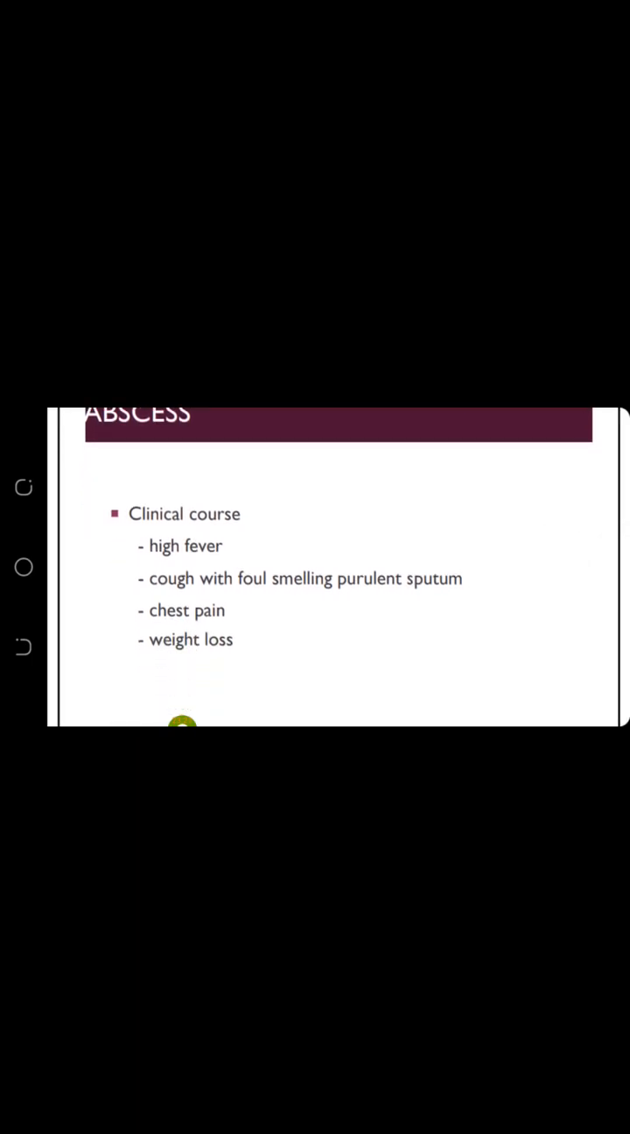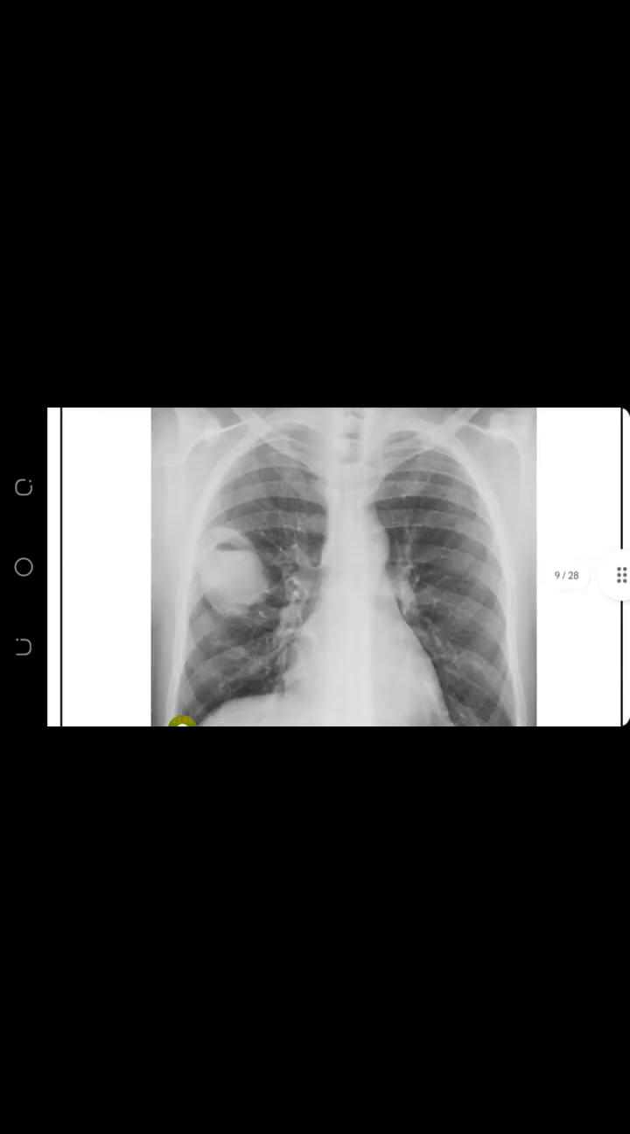This one, the clinical course, we have the clinical features of manifestation. It comes with high fever, cough with foul-smelling, purulent sputum. Then there is also chest pain that is experienced. The other name for chest pain is angina pectoris, which is just the pain that is radiating or emanating from the chest. Then weight loss, this is where you find out that a person is losing weight. They've started just losing weight.